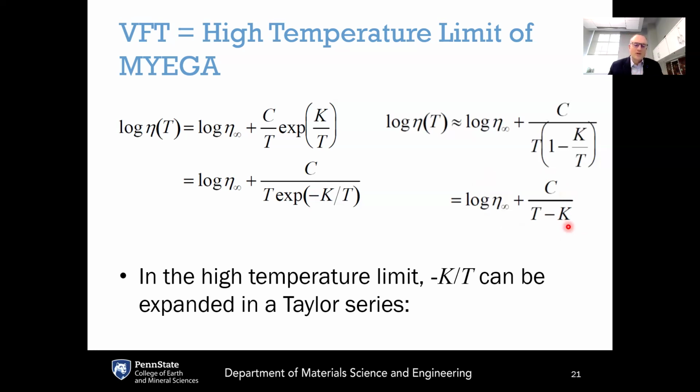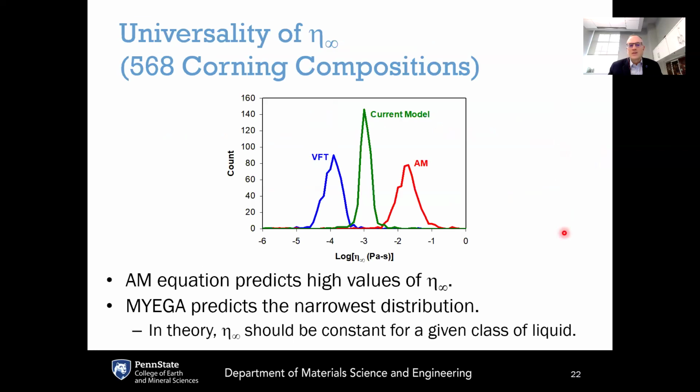It's actually a pretty good approximation of the MYEGA equation and can be derived from the MYEGA equation using a Taylor series expansion of the exponential. As the temperature of the system is lowered, this Taylor series approximation becomes worse and worse and worse. The lower you go in temperature, the worse it becomes, and that's why the VFT fails at the low temperature limit.